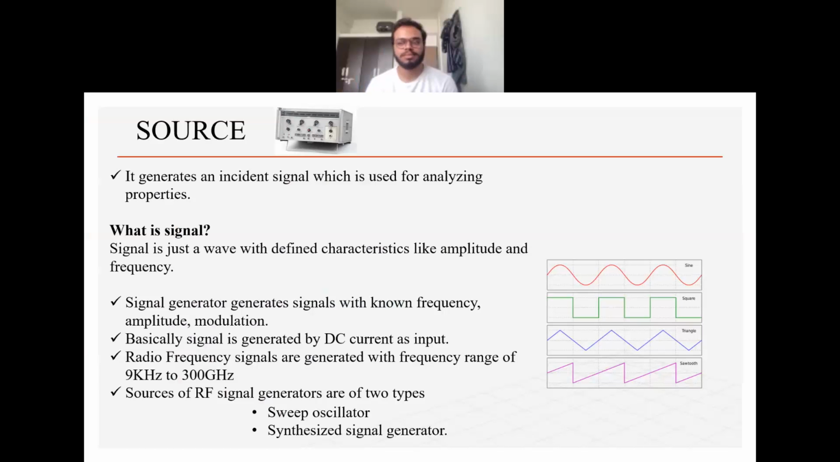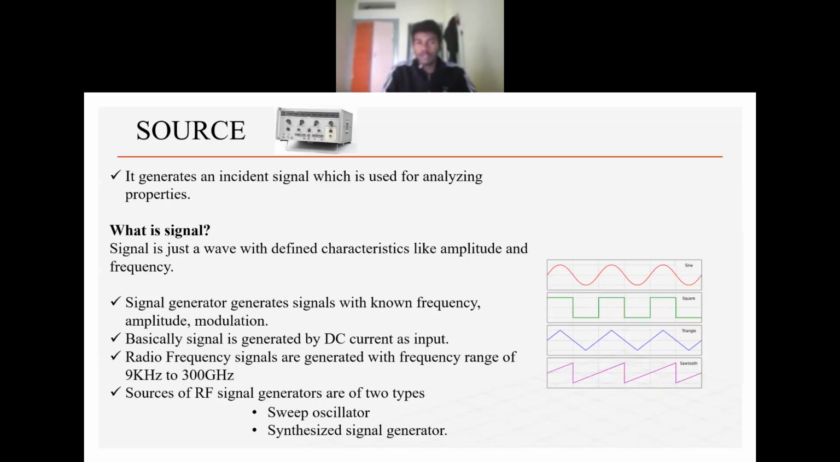Sorry for the interruption. A signal is just a wave with defined characteristics like amplitude and frequency, and we'll be giving a frequency to the source as an input, and that type of signal will be generated. For a source, we'll be giving a DC current as an input, such that this source will be converting DC current into AC current with the required frequency and amplitude.